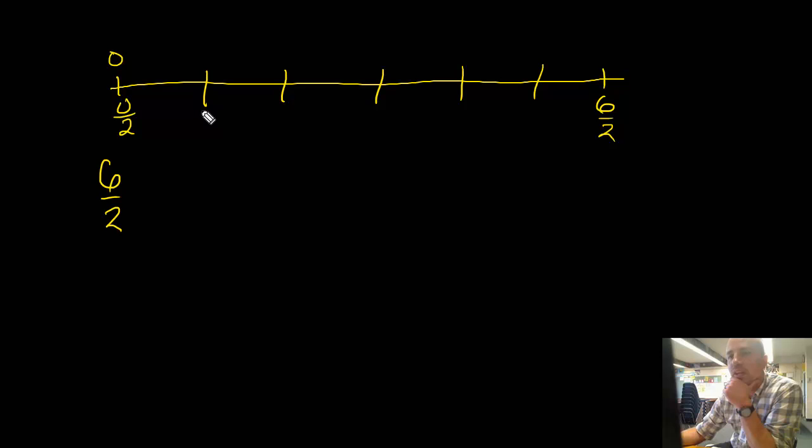And so then this would be 1 half. This would be 2 halves. This would be 3 halves. And this would be 4 halves. And this would be 5 halves.